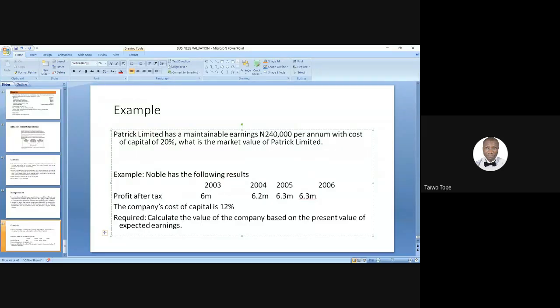Looking at this question, what comes to your mind? Present value.